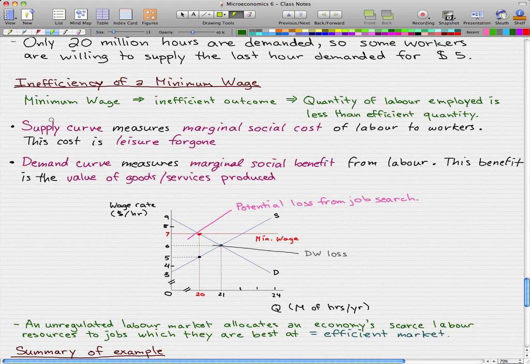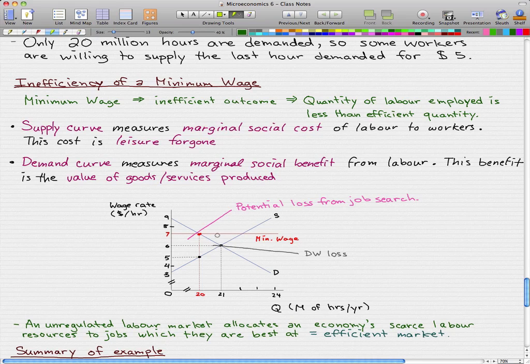Now, we also know that the supply curve measures marginal social cost, but in this case, it measures the marginal social cost of labor to workers. And this cost is leisure forgone, because when you work, what you forgo is leisure. Now, the demand curve measures marginal social benefit from labor, and this benefit is the value of goods and services produced. Pretty simple.